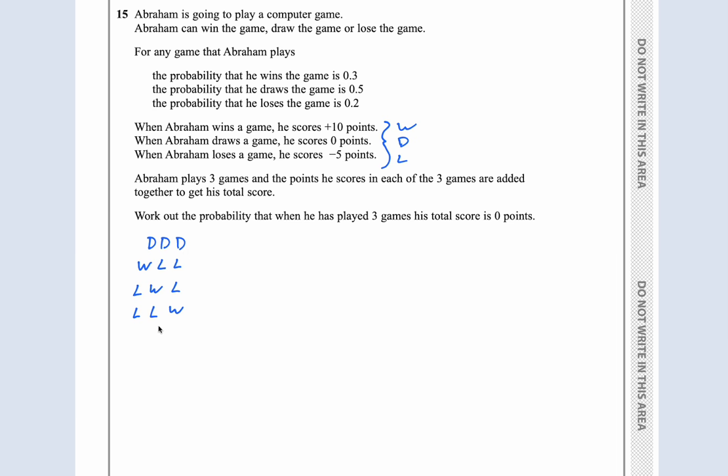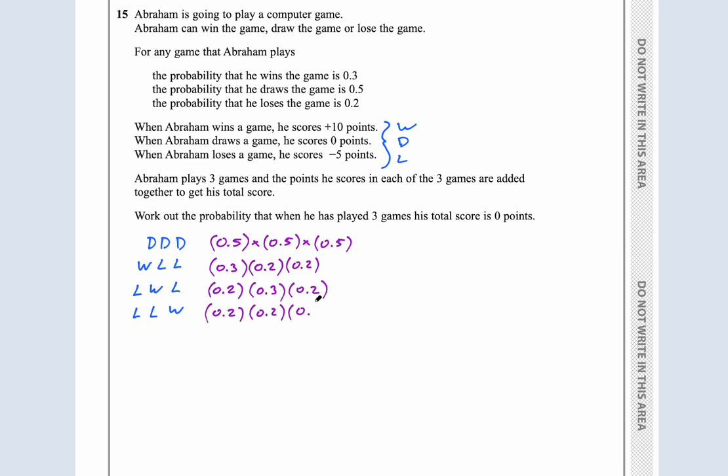So let's work out these probabilities. So we do 0.5. This one is draw 0.5. So it's 0.5 times 0.5 times 0.5. I don't need to put the times sign, but let's put it in. Win, lose, lose: win is 0.3, lose is 0.2, and lose is 0.2. And you'll see, guys, the pattern. These are actually the same. This is 0.2 times 0.3 times 0.2, and this is 0.2 times 0.2 times 0.3.